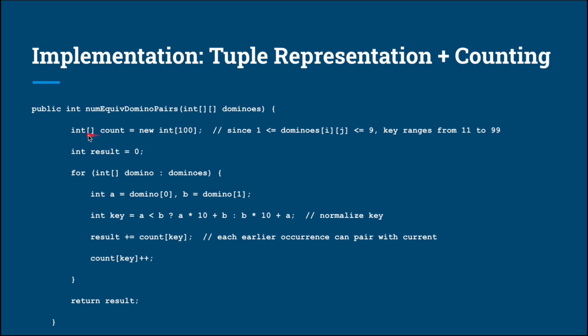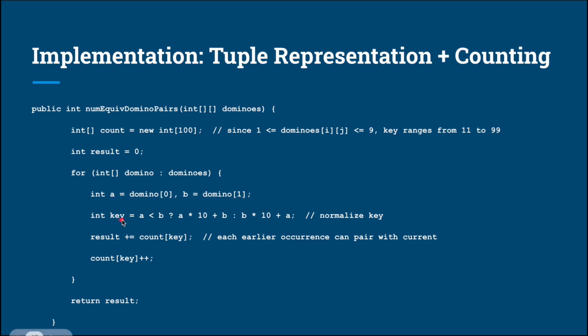So we'll take 100, as we have discussed, because the key range is 11 to 99. The result will start at 0 and we will return it here. Before that we'll do a for each and compute the normalized key. How will we do that? We'll take a as domino at 0 and b as domino at 1.